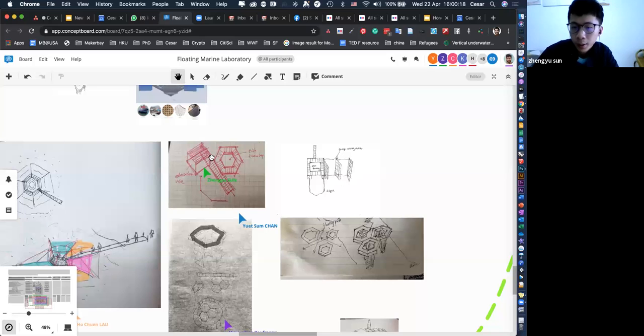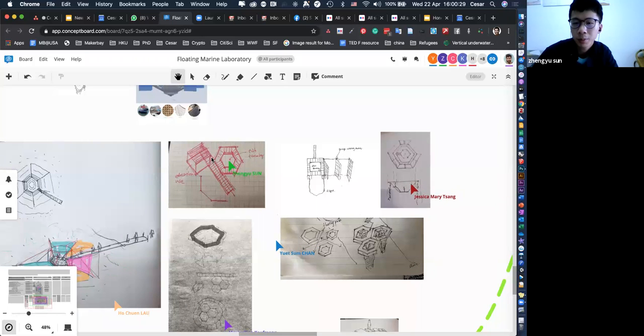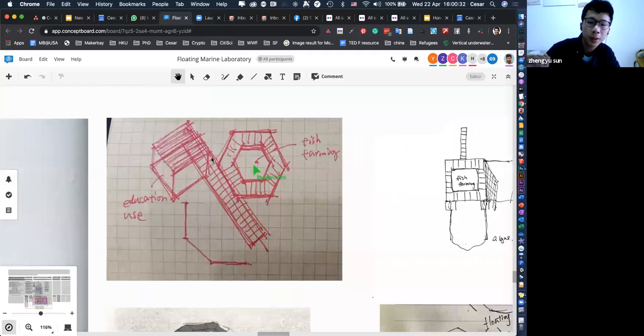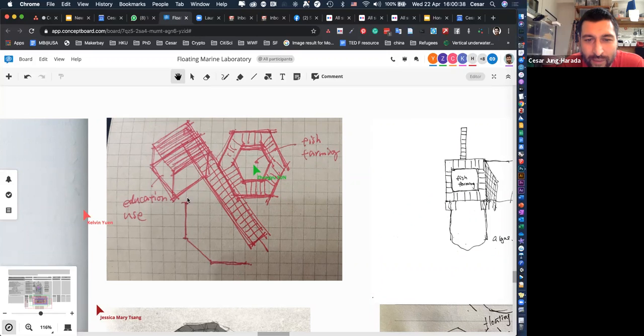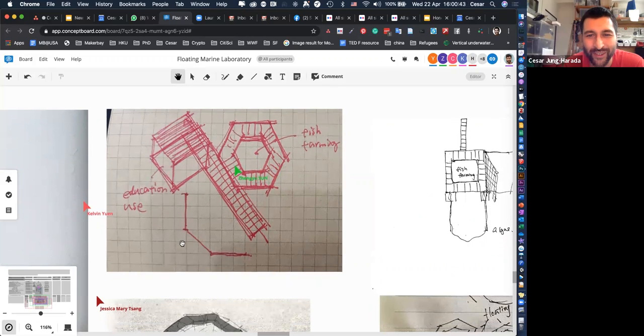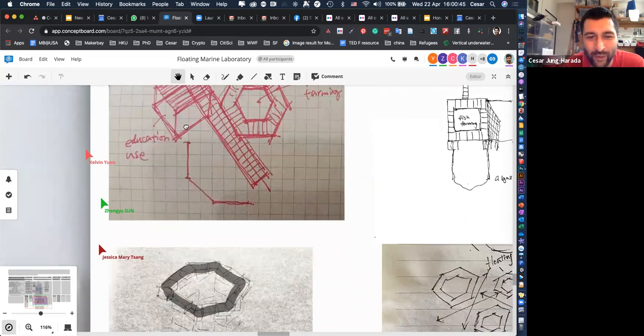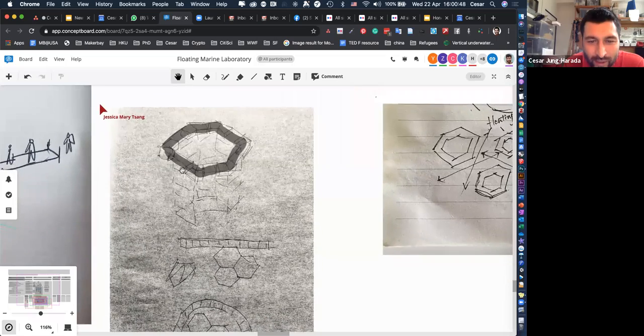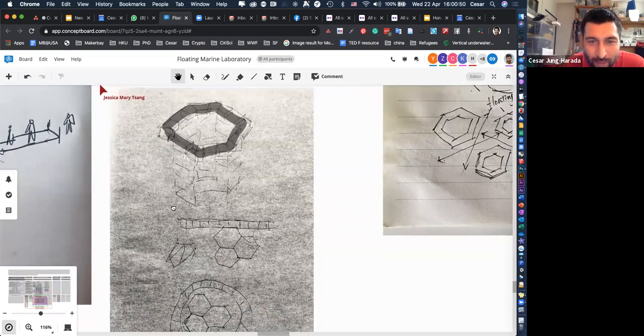That's me. Yeah. I combine the two shapes: educational use, a floating platform, and also the hexagon shape as the fish farming, and use a walkway to connect the two parts. And what are these three lines here? It's a false line. Okay. It's no use. Okay, no problem. Very cool. This one looks very tall. Is it like in depth?